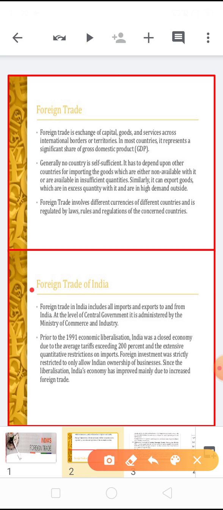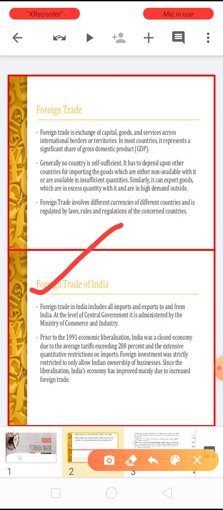Now we are looking at the foreign trade of India. As we all know, foreign trade in India includes all imports and exports to and from India. At the level of the central government, it is administered by the Ministry of Commerce and Industry. Prior to 1991, the economic liberalization, India was a closed economy due to the average tariff exceeding 200% and the extensive quantitative restrictions on imports. Foreign investment was strictly restricted to only allow Indian ownership of business. Since then, India's economy has improved mainly due to the increased foreign trade.